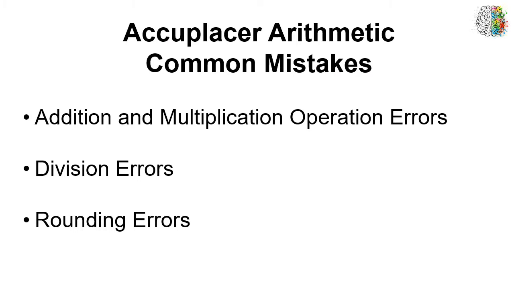Common mistakes made on the Accuplacer arithmetic exam include mixing up the addition and multiplication operations, making errors in division by flipping the numbers, and making mistakes on rounding. And all three of these mistakes can be improved upon or eliminated by practicing your arithmetic using math tables.